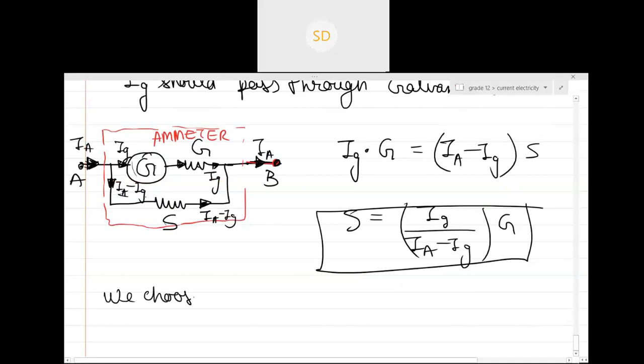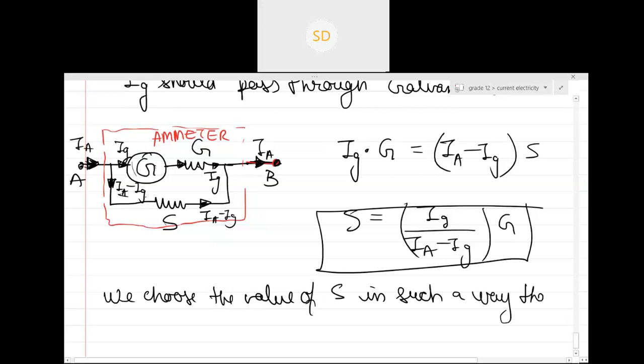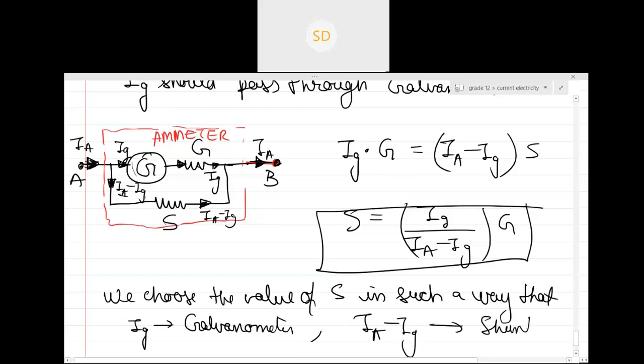Please remember, we choose the value of the shunt resistance in such a way that Ig current passes through the galvanometer and Ia minus Ig passes through the shunt. Is this clear? Is this clear, guys?